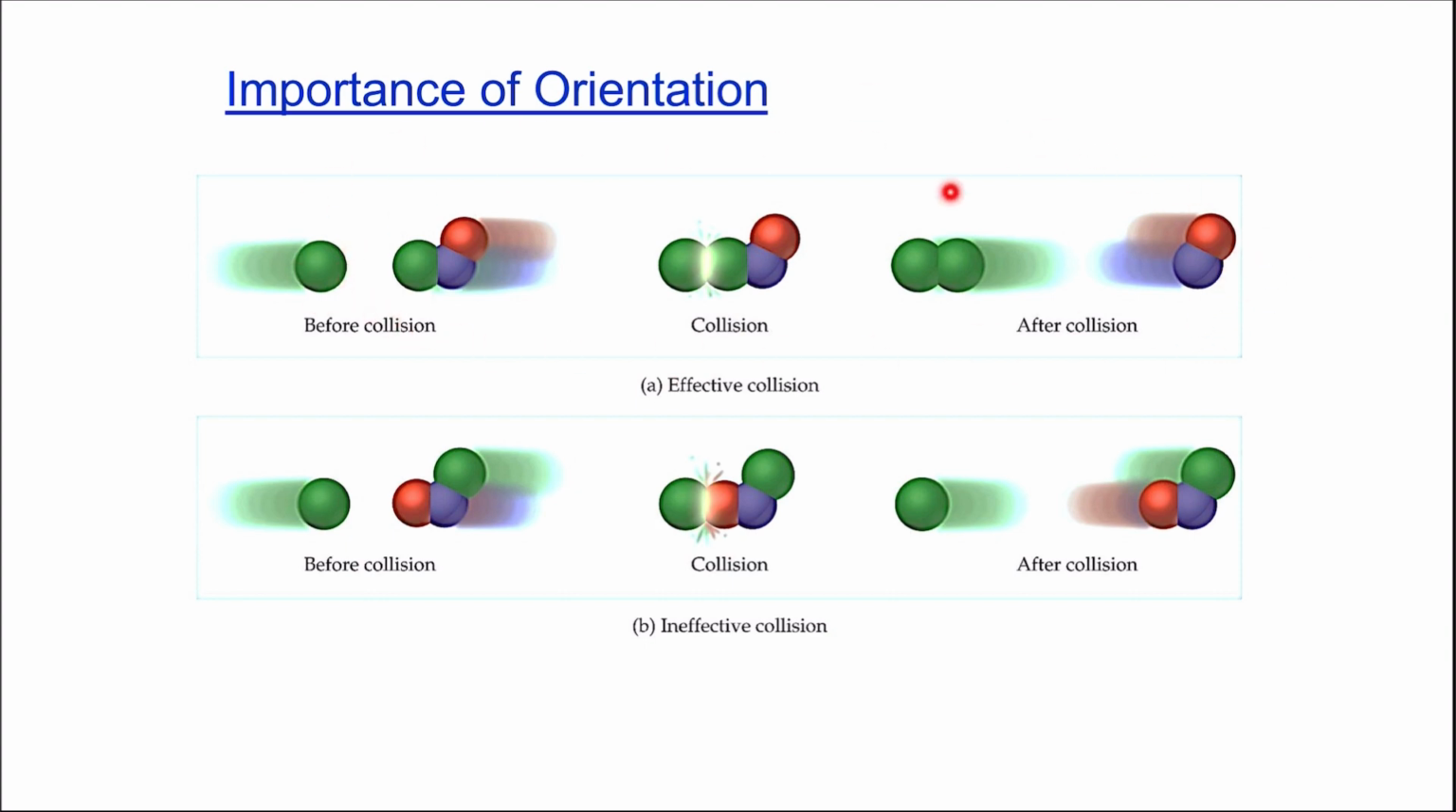Sebab dia menghasilkan produk yang berbeza daripada reaktan yang awal. Tapi kalau this one, before collision, dia masih lagi macam this one. And then dia collide, dia tak dapat hasilkan apa-apa produk yang different. Sebab reaktan dia kekal sama after the collision. So, ini yang kita panggil sebagai ineffective collision. So, sebab itulah orientation is very important when molecules collide with one another.